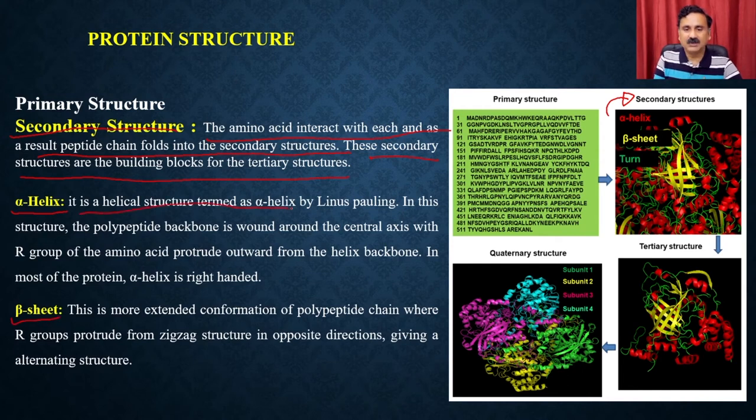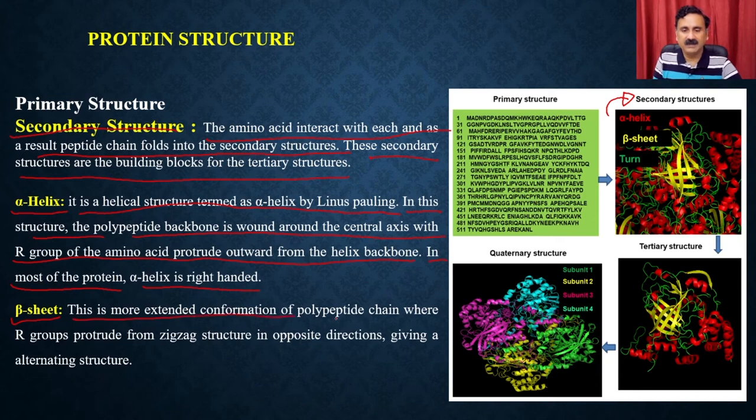The alpha helix is a helical structure, termed by Linus Pauling. In this structure, the polypeptide backbone is wound around a central axis, with the R groups of the amino acids protruding outward from the helix backbone. In most proteins, the helix is right-handed, and in the helix, the R groups are protruding outside. Then we have the beta sheets.